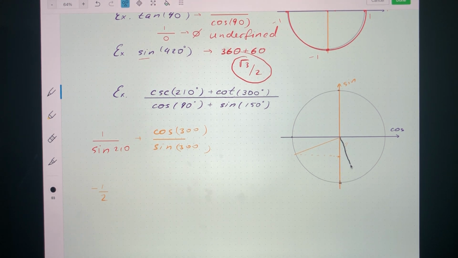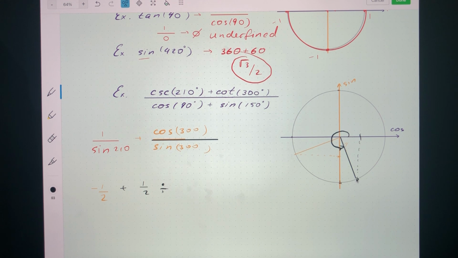So here I mark another 30 degrees, and this angle is now 300 degrees. Now, what is the measure of the cosine? What is the measure of the sine? The measure of the cosine of 300, here is the cosine, is much closer to a half. So we have plus 1/2. Then we have a division. So we divide by sine of 300.